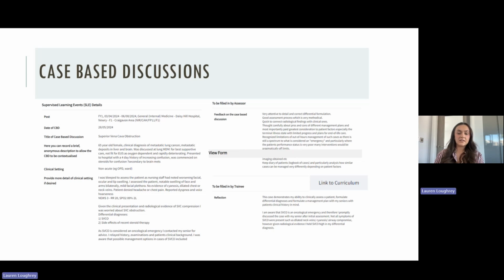I completed a CBD on superior vena cava obstruction. After assessing this patient, I contacted my senior who came along and assessed the patient, and we had a lengthy discussion on recognising SVCO and the urgent management of this, which then involved contacting acute oncology for advice. Usually, you will have more of a reflection in CBDs and include a bit about what you've learned from the discussion and how it will form your future practice.